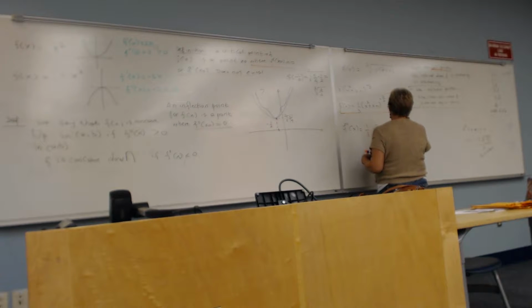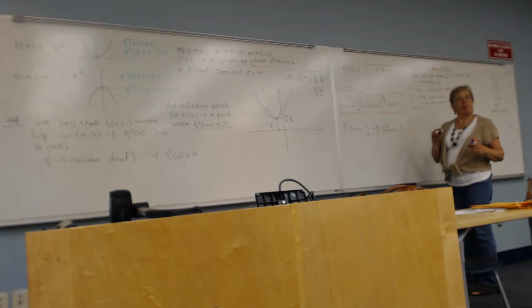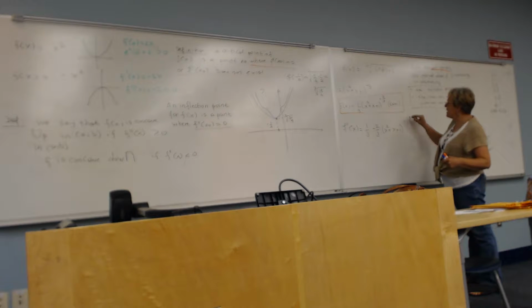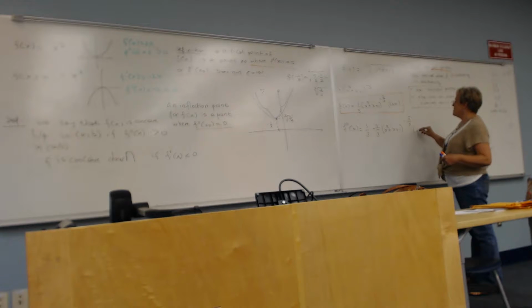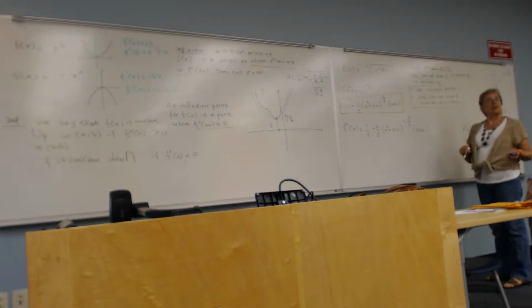Times x squared plus x plus 1, to the power of negative 5 over 3, minus 3... And then you have to multiply by 2x plus 1. And then times 2x plus 1 also, because it's the product rule, right? So you have to multiply by 2x plus 1.